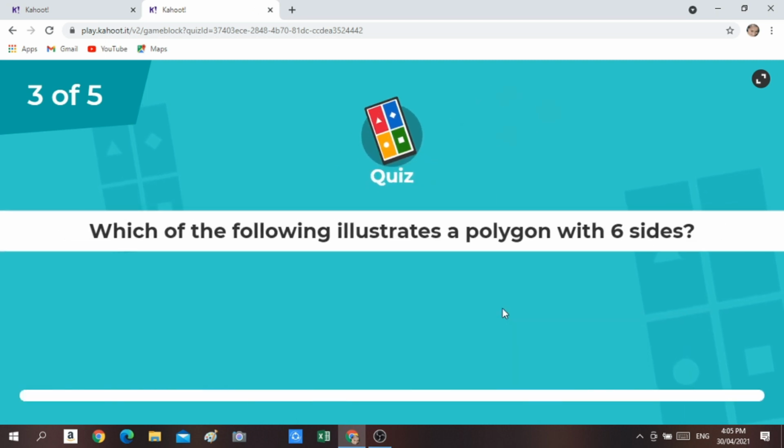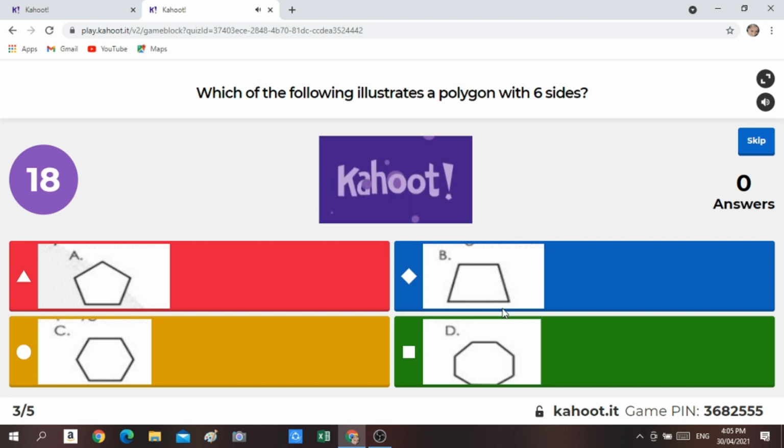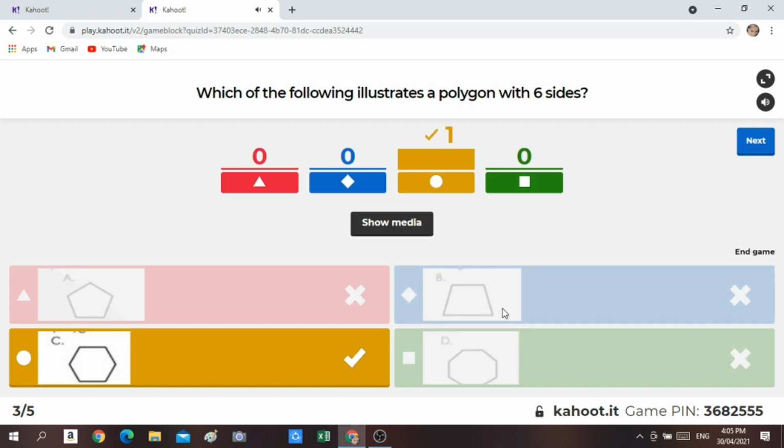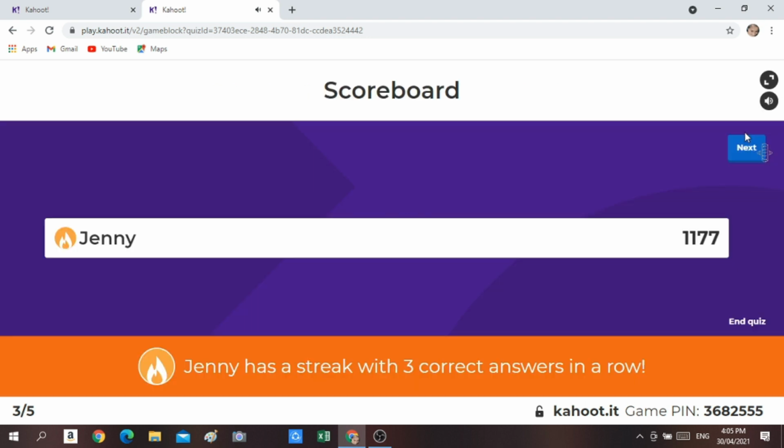Which of the following illustrates a polygon with 6 sides? Which of these has 6 sides? Is it A, B, C, or D? And the correct answer is letter C. You have 1, 2, 3, 4, 5, 6 sides of this polygon.